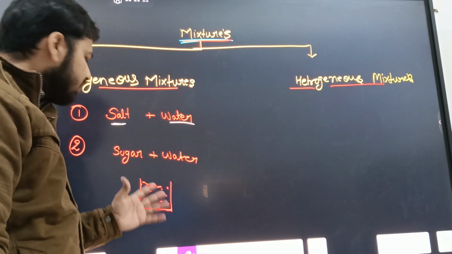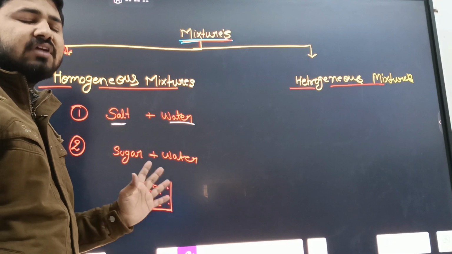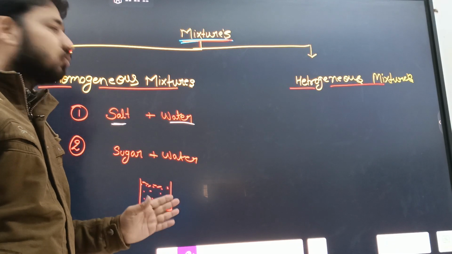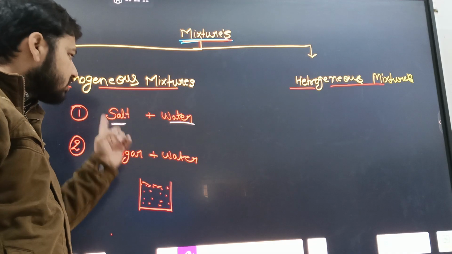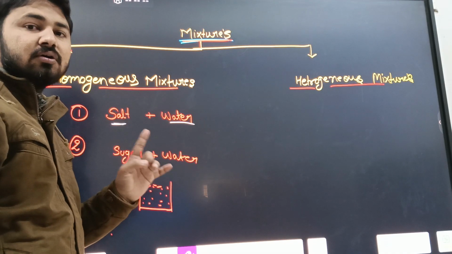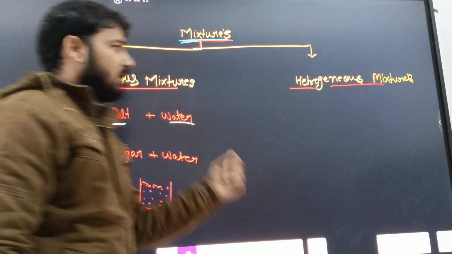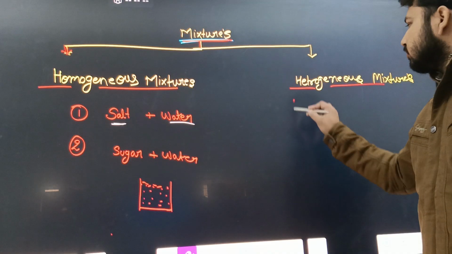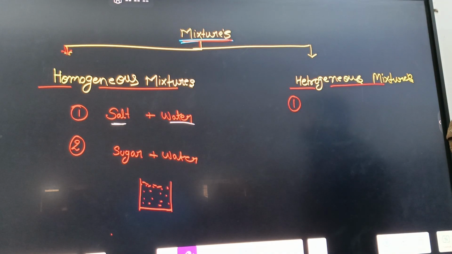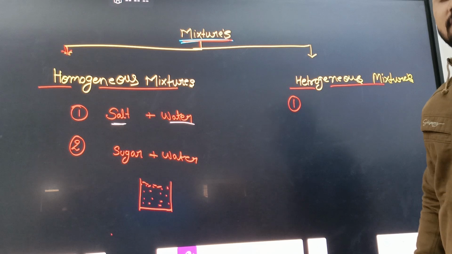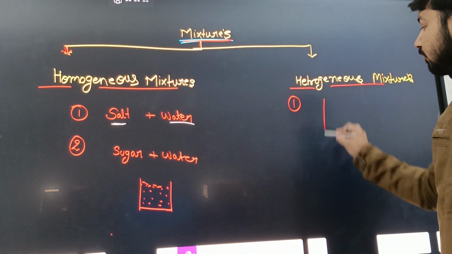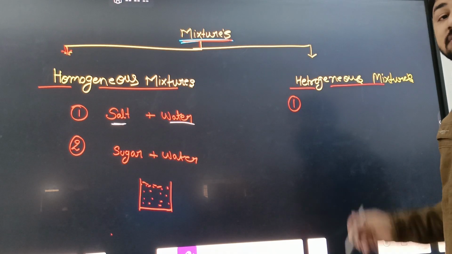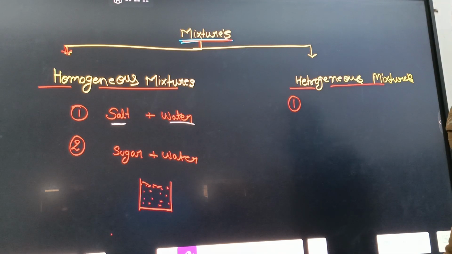We can also differentiate these mixtures by other criteria, but in sixth class we don't need that. We can also distinguish homogeneous and heterogeneous mixtures by particle size. We cannot see the particles of a homogeneous mixture with our eyes. Now let us come to the heterogeneous mixture. Heterogeneous mixtures are those mixtures which we can separate by physical processes, or we can define a heterogeneous mixture as one where the particles of the mixture can be seen by our eyes.